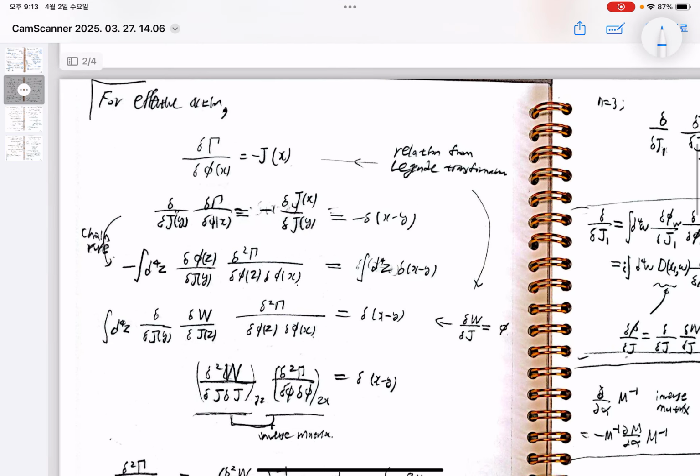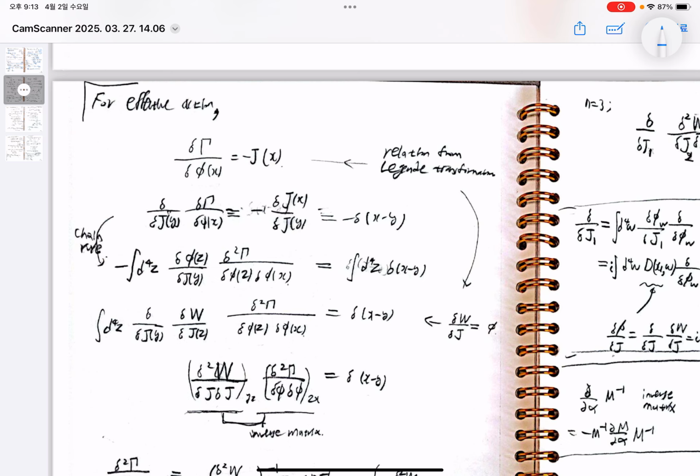And the second one, now we want to talk about the effective action, the 1PI effective action. So we will use many relations from the Legendre transformation. This is the derivative of the effective action with respect to the field. This gives minus J. And if we differentiate one more time with respect to the source term, then on the right hand side this gives delta J x and delta J y. This gives the delta functions from functional analysis. And by the chain rule, we can give the additional derivatives with respect to the field term.